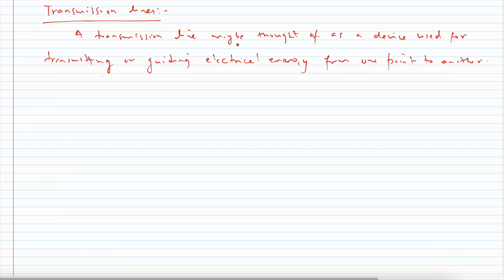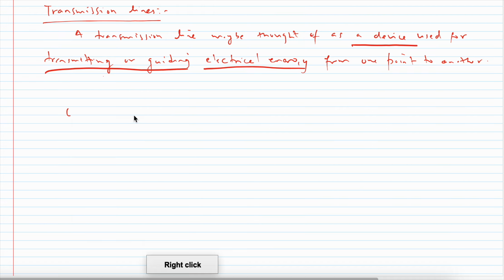A device used for transmitting or guiding electrical energy from this point to this point. Electrical energy from point A to point B through it is a transmission line.